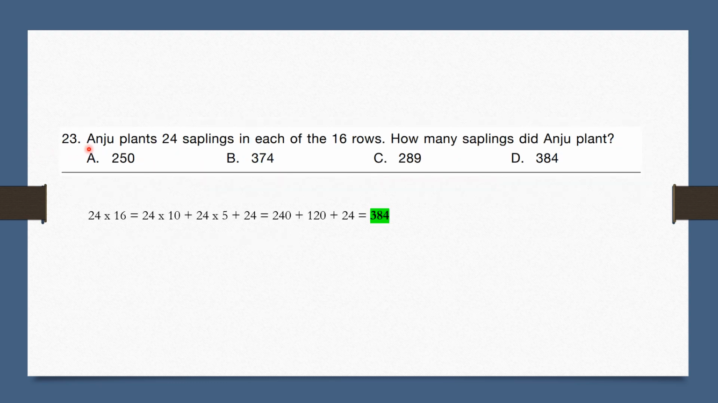Question number 23. Anju plants 24 saplings in each of the 16 rows. How many saplings did Anju plant? So total number of saplings will be 24 times 16. We can make it simple by writing 24 times 10 plus 24 times 5 plus 24. So 24 times 10 equals 240. Half of this will be 24 times 5, which is 120, plus 24. So total will be 384. So our answer is option D.